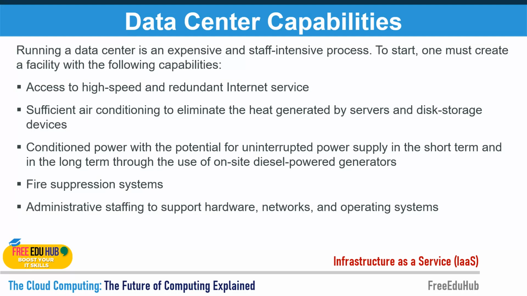Now access to high speed and redundant internet service should be provided to the data center, just to make sure that all your customers around the world are able to reach the services. If you don't have a reliable internet connection, you might end up having some issues. For example, if your internet connection is down and you don't have a backup connection or a redundant internet service provider, your customers will face a problem, because until your business is back up, no one will be able to access your services in a conventional data center environment. Now, sufficient air conditioning is needed to eliminate the heat generated by the servers and the storage devices.